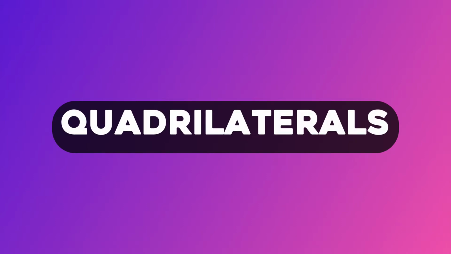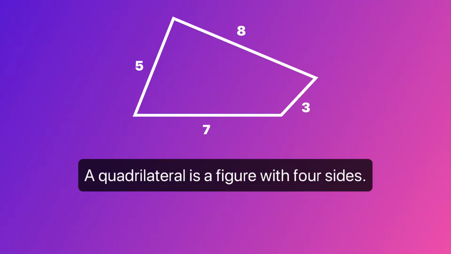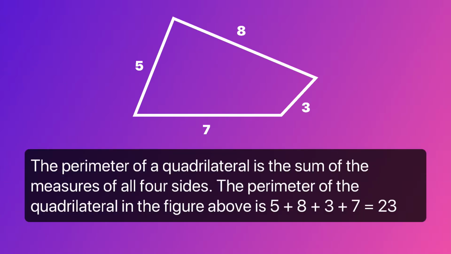Quadrilaterals. A quadrilateral is a figure with four sides. The perimeter of a quadrilateral is the sum of the measures of all four sides. The perimeter of the quadrilateral in the figure above is 5 plus 8 plus 3 plus 7, which equals 23.